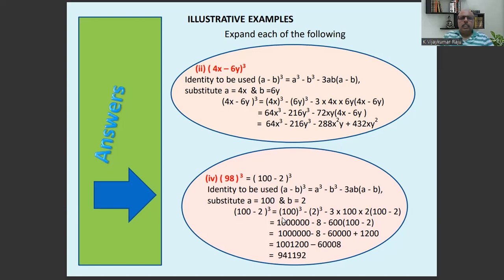That's why we always take numbers in terms of tens, hundreds, thousands, so that this expansion is easy. Otherwise, 90 into 90 into 90 will have to be multiplied, and that could be a problem. So 2 twos are 4, 4 twos are 8. 2 threes are 6, 6 into 100, 600, into (100 minus 2).